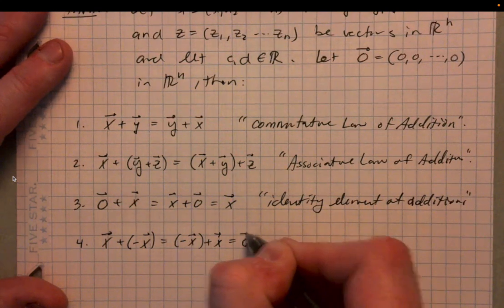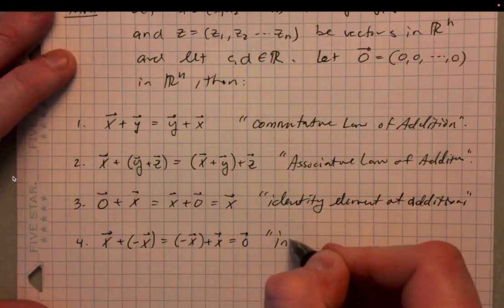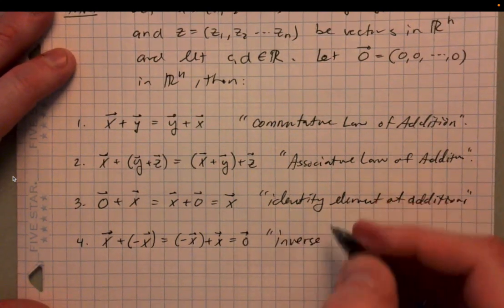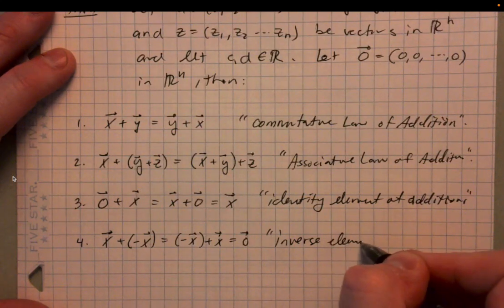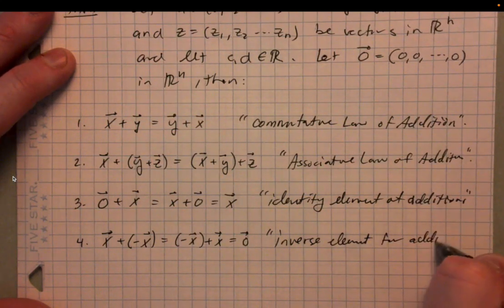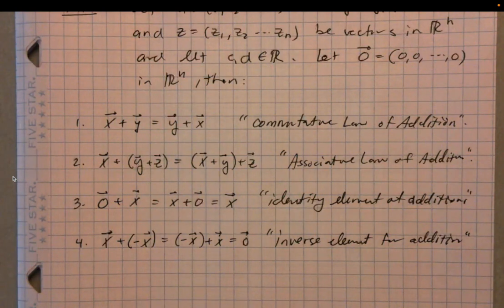You get the 0 vector. This is called the inverse element for addition. Okay, so the inverse element is another idea, again, very important in abstract algebra. We'll use it for sure here, but it's not as central to linear algebra as it is to abstract algebra.